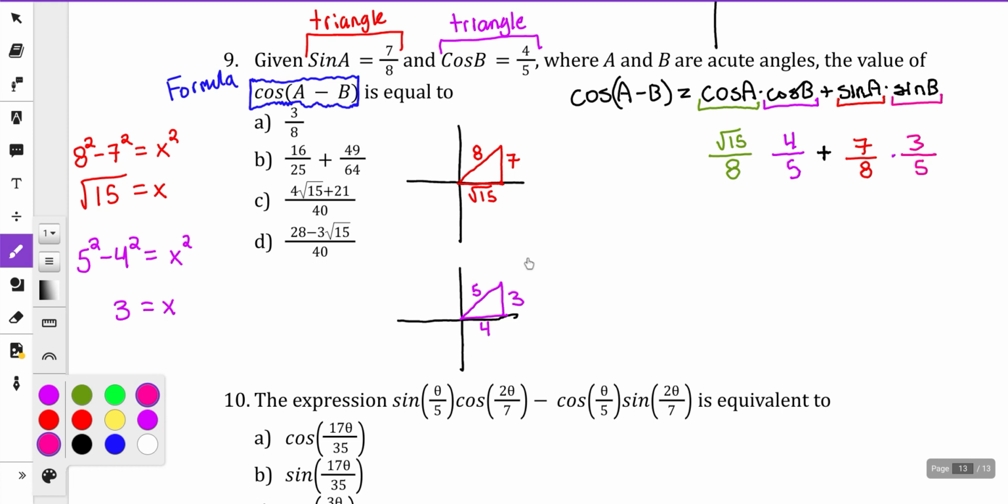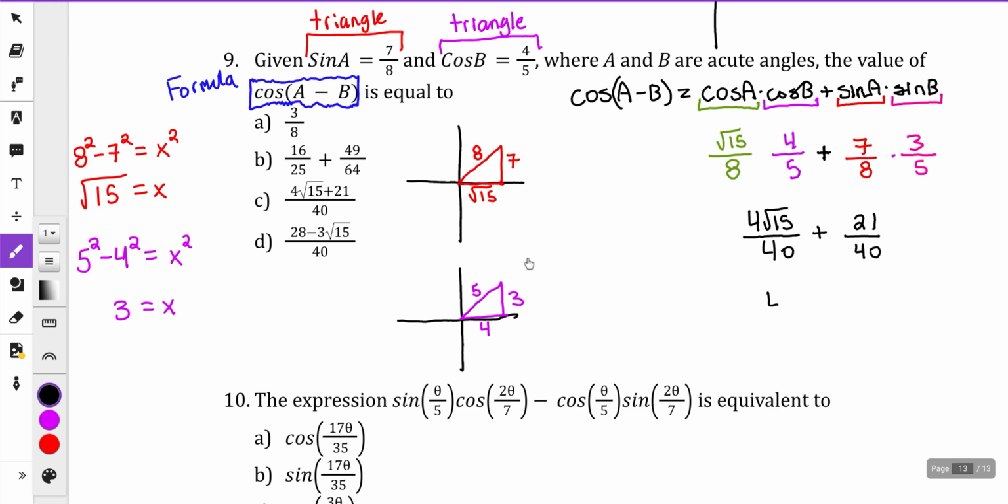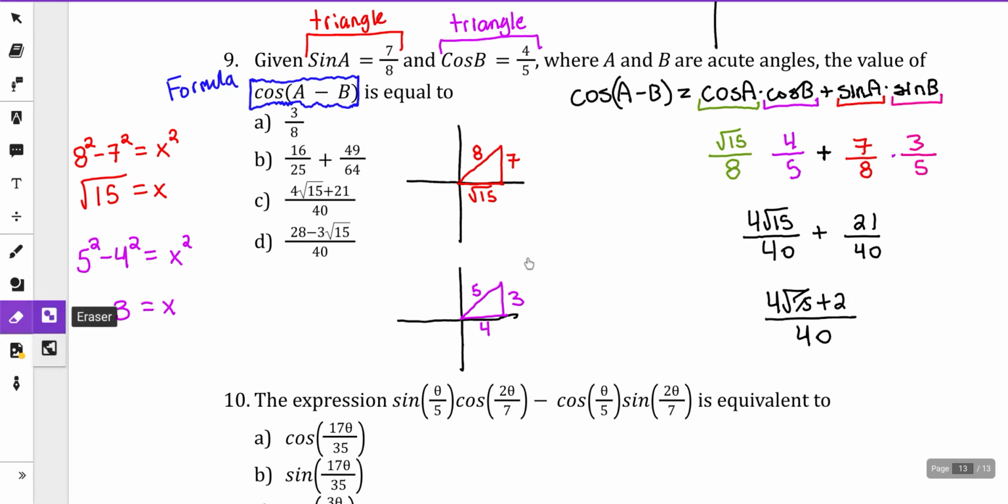And this can be calculated and simplified. The first fraction would become 4 root 15 over 40. The second fraction would become 21 over 40. I can add those together. It's 4 root 15 plus 21 over 40. I swear my writing's not that bad.